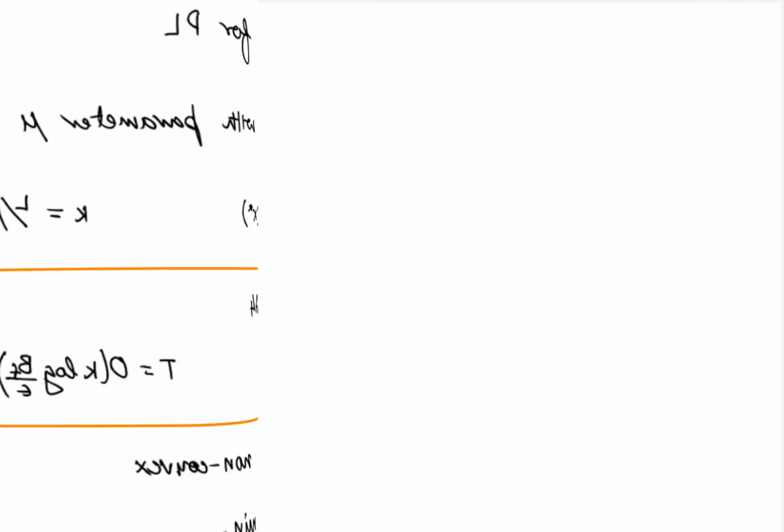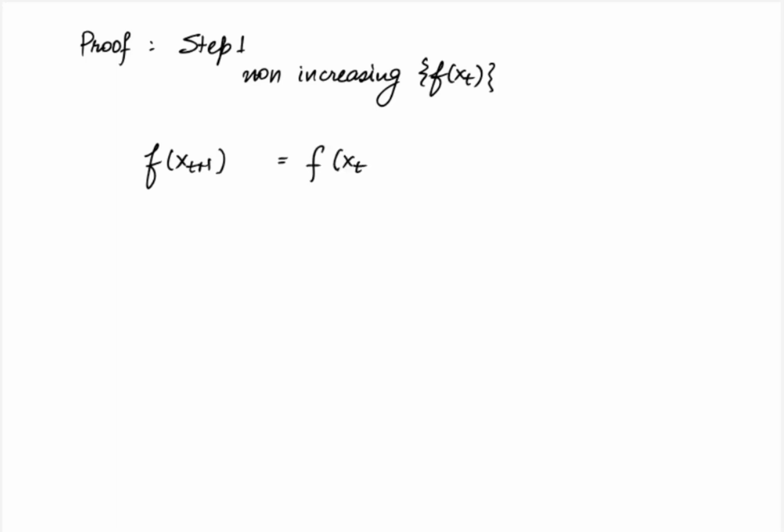Let us look at the proof, which is actually very simple and involves only two steps. The first step is the same non-increasing function value that we used for smooth convex functions and also for non-convex functions. Repeating the exact same steps as earlier, we would write f of xt plus 1, which would be f of xt minus eta times gradient f of xt, which would be less than or equal to f of xt minus eta times 1 minus eta L by 2 norm square of gradient f of xt.